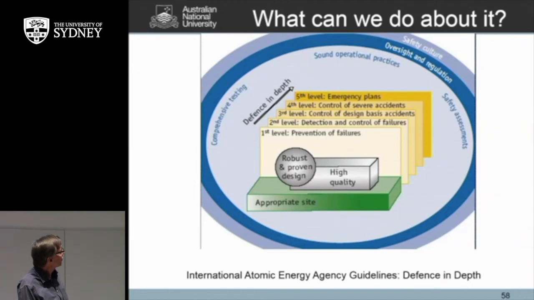You then need to control cases where you have accidents. They talk about design basis as opposed to severe accidents. Several levels. Eventually, at the fifth level, you need good emergency plans. And around these particular strategies, you need comprehensive testing, sound operational practices, safety assessments, oversight and regulation. It's very important that the operator is overseen and regulated by a body that's not too cosy with the operator.